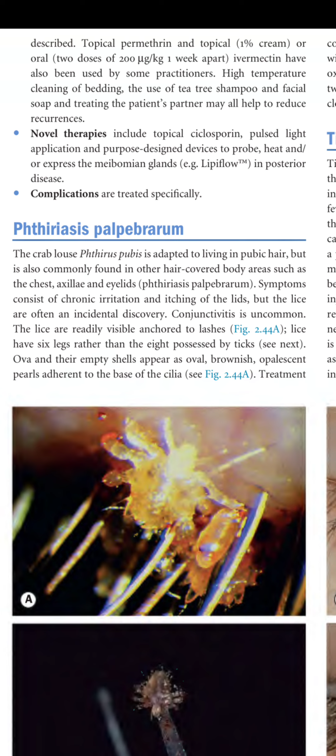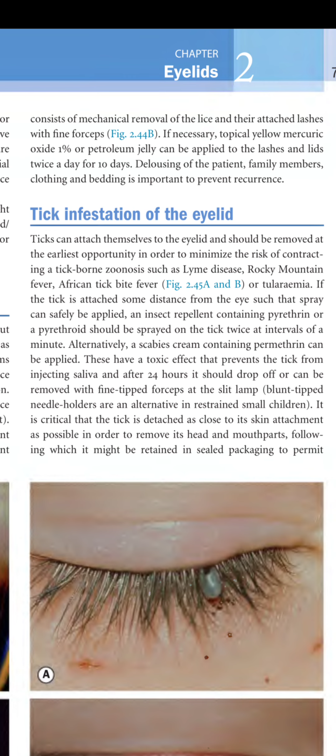Treatment consists of mechanical removal of the lice and their attached lashes with fine forceps. If necessary, topical yellow mercuric oxide 1% in petroleum jelly can be applied to the lashes and the lid twice a day for 10 days. Delousing of the patient, family members, clothing and bedding is important to prevent recurrences.